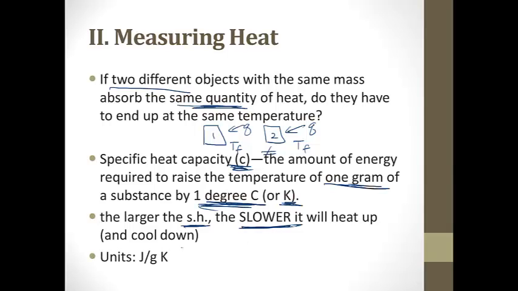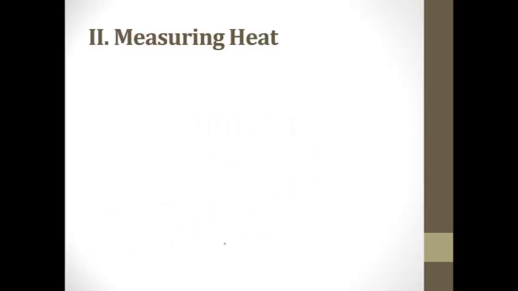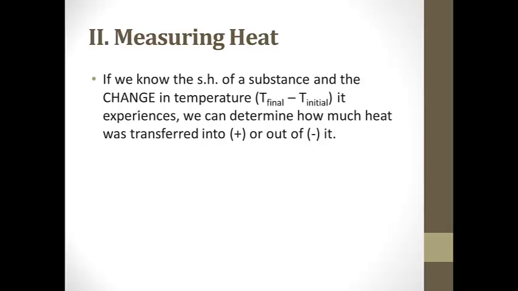Okay, and the units are joules over grams times Kelvin. Now, if we know the specific heat of a substance and the change in temperature that it underwent, so this is basically delta T, we can figure out how much heat was transferred into the object or out of the object. And we use this formula right here.